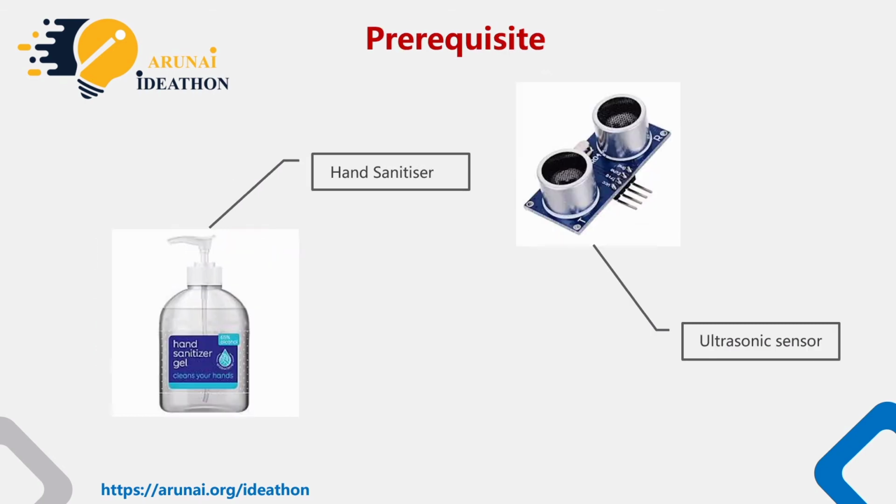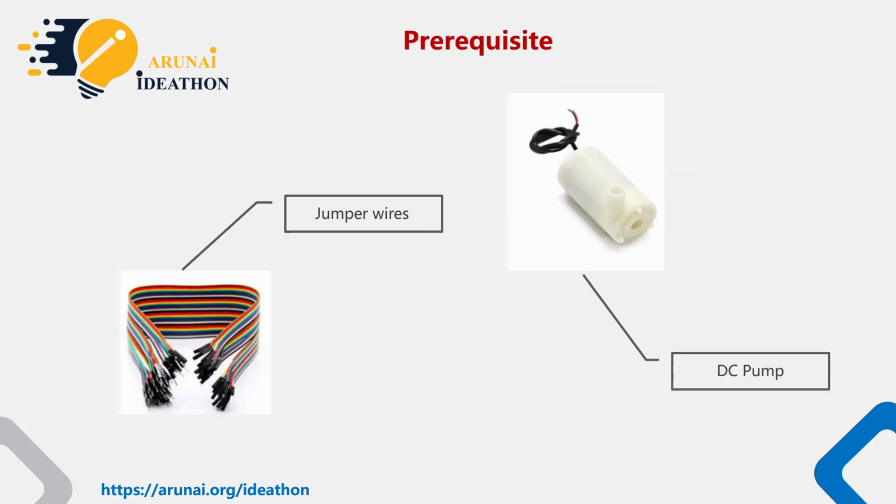And there is an ultrasonic sensor. Ultrasonic sensors are used primarily as proximity sensors. They can be found in automobile self-parking technology and in anti-collision safety systems. In simple terms, we may measure a distance by using ultrasonic waves. Next is hand sanitizer, which is mandatory in order to sanitize our hands, and here comes a DC pump. DC pump is used to pump out the sanitizer.